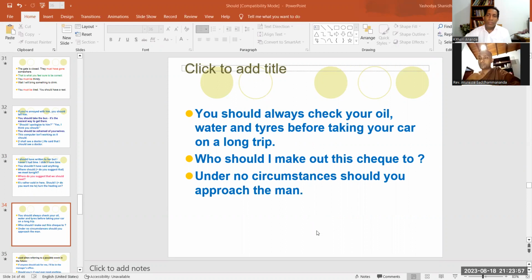You should always check your oil, water and tires before taking your car on a long trip. Who should I make out this check to?